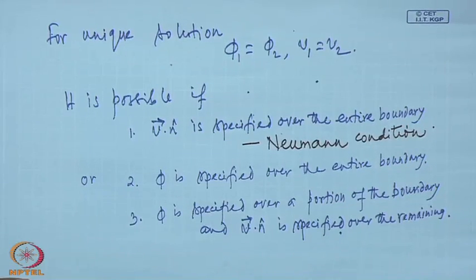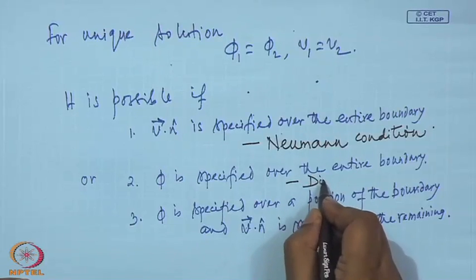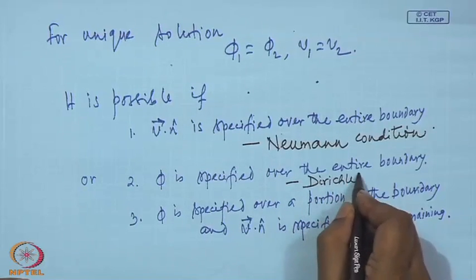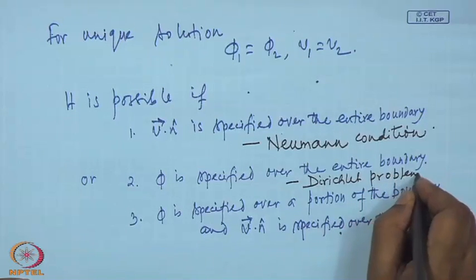In a situation where the unknown function itself is specified over the boundary, that is called Dirichlet problem. And the last one is, of course, a mixed problem. So, when these conditions on the boundary are specified, the solution will be unique. Only those solutions which satisfy these conditions are the actual solution.